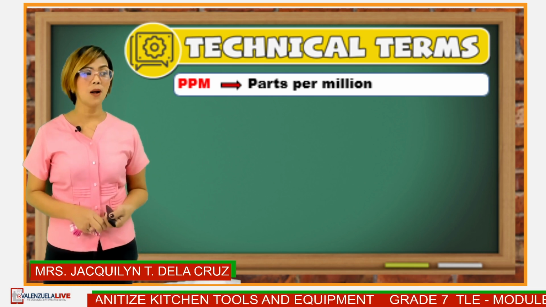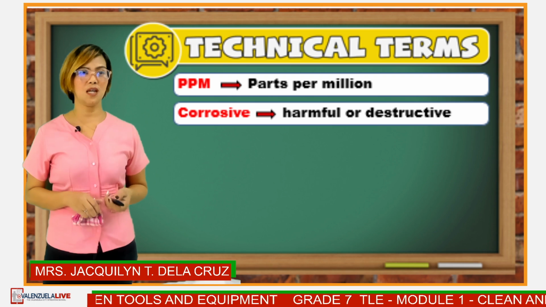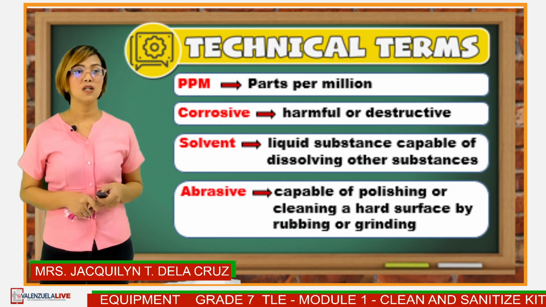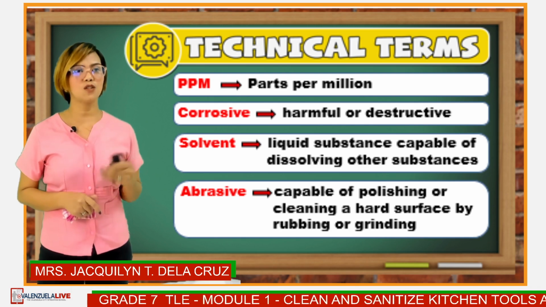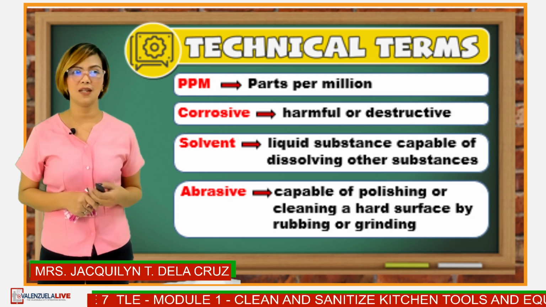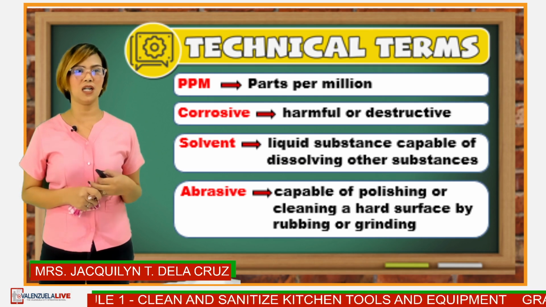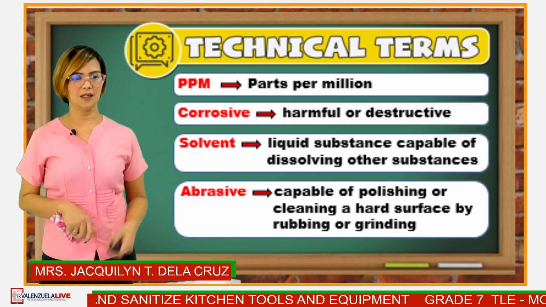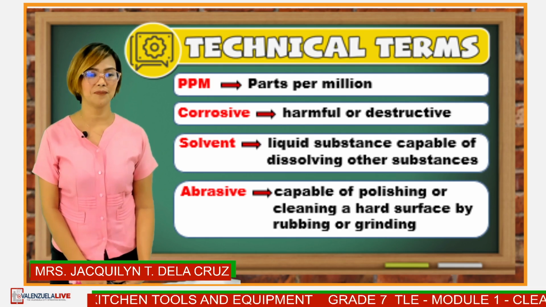ppm stands for parts per million. Corrosive means harmful or destructive. Solvent, liquid substance capable of dissolving other substances. And abrasive, capable of polishing or cleaning a hard surface by rubbing or grinding. Now, let's begin. Are you ready?